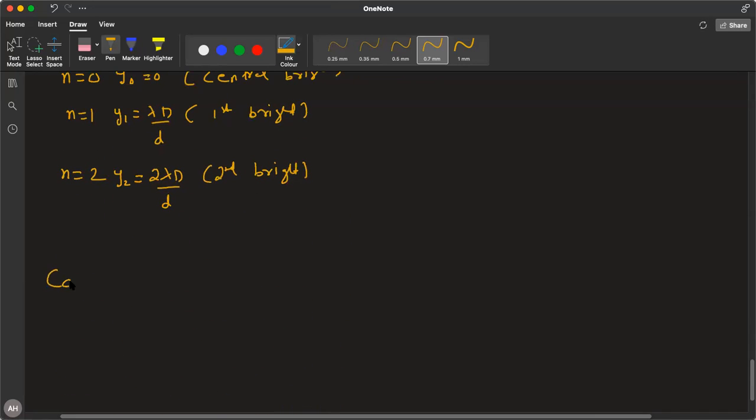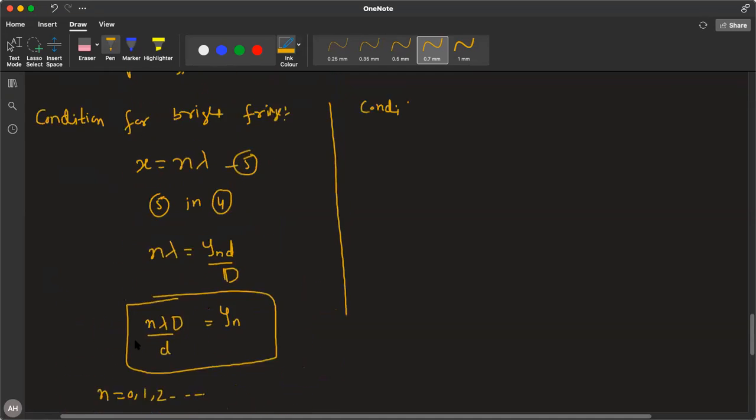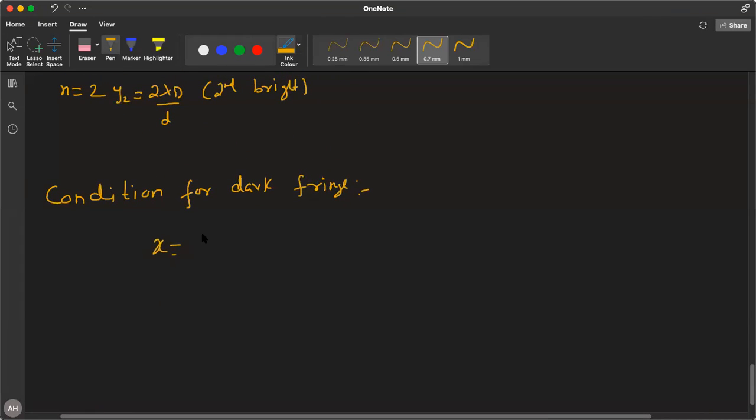The next is the condition for dark fringe. In these conditions for dark fringe, does n start from 0, 1, 2, 3, or from 1? Starting from 1. Well, that depends on what path difference you are using. Since we use 2n minus 1 lambda by 2, n will start from 1. But if you write 2n plus 1, then your n will start from 0.